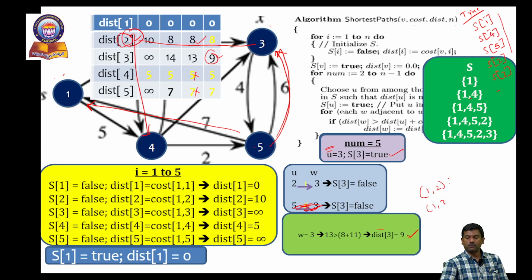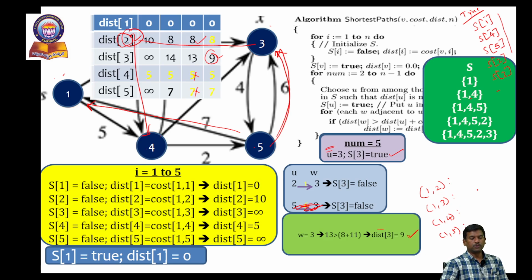From 1, what is the shortest distance to reach 3? For all the other vertices which are present in the graph: 1 comma 4, what is the shortest distance? 1 comma 5, what is the shortest distance? Because we are totally having 5 vertices, this is the kind of thing from 1 to 2.